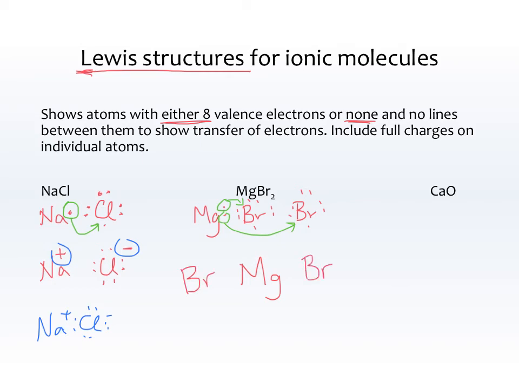All right, so now the bromines, they had 7, now they will have 8 because they've each gained 1 from the magnesium. And so, since it had 7 and now it has 8, the bromine has a negative overall charge. The magnesium, since it lost 2, will have a +2 overall charge. All right, try CaO on your own. Pause the video now and try it by yourself.